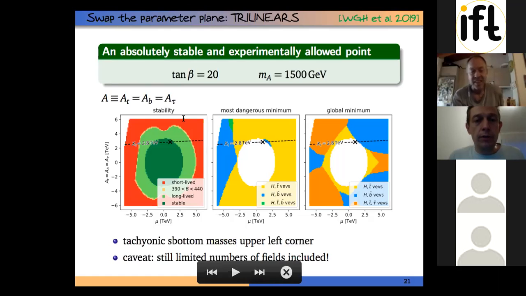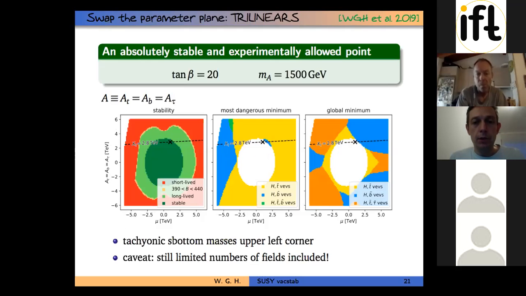In red, again, are the short-lived vacua. This orange, yellow band shows basically this intermediate region where the bounce action is in this error band that we estimated before. So again, the most dangerous minimum in most cases of this plane is actually driven by the Higgs and stop vevs, and the global minimum landscape looks a bit more interesting. There are now suddenly also stop and star vevs appearing, but in the end, this doesn't matter because this so-called most dangerous minimum is the important one. Good.